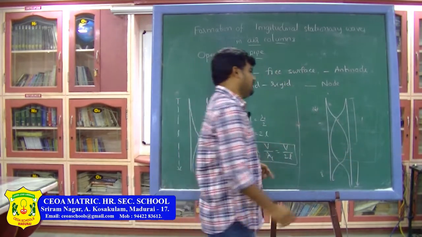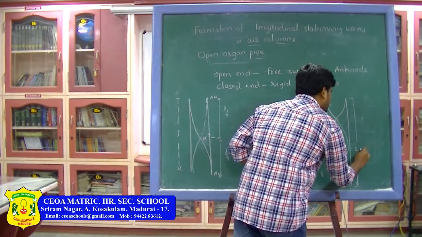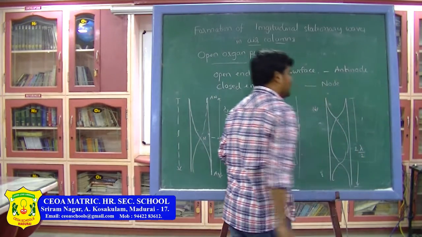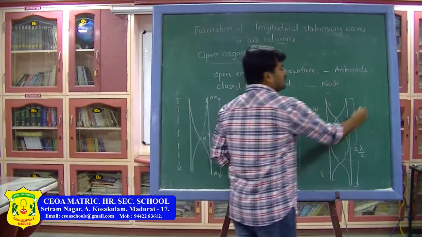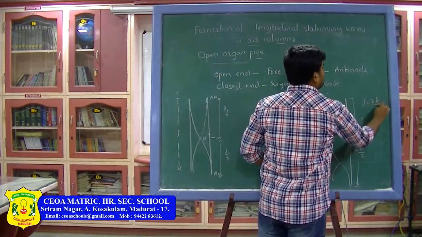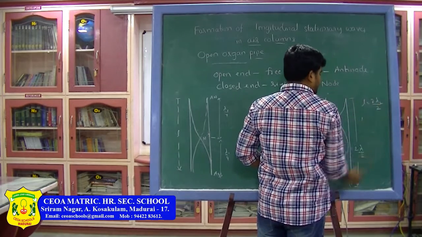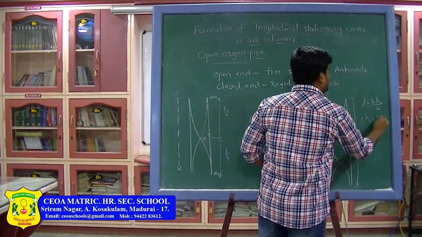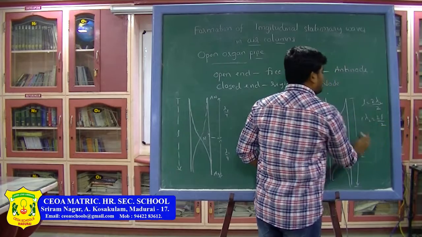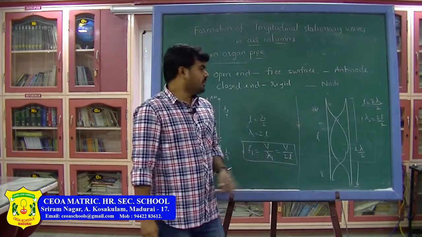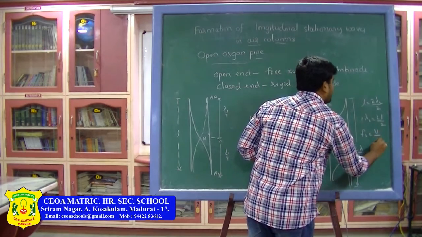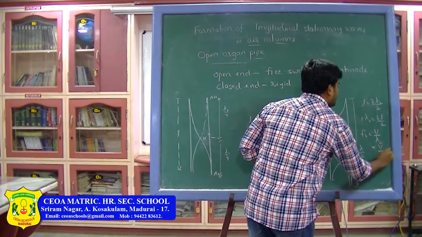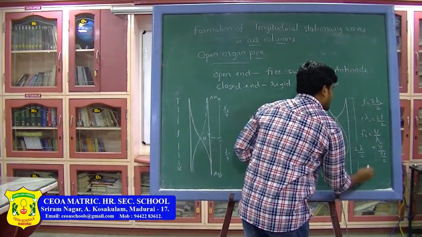So, the total length of the air column will oscillate with 2 loops. So, you can write 2 lambda by 2 is L. Similarly, equating L with 2 lambda 2 by 2, you will get lambda 2 is equal to 2L divided by 2. Therefore, the frequency in the second mode of vibration, F2, is equal to V by lambda 2, which will be V divided by 2L by 2.